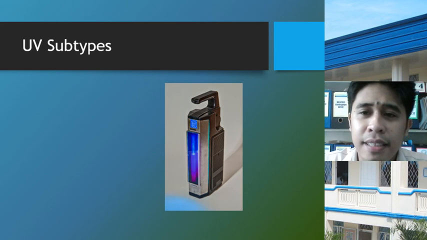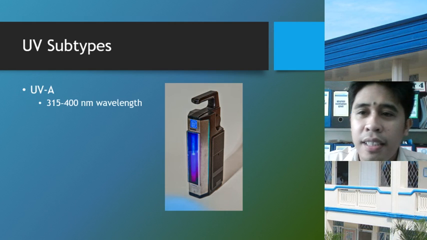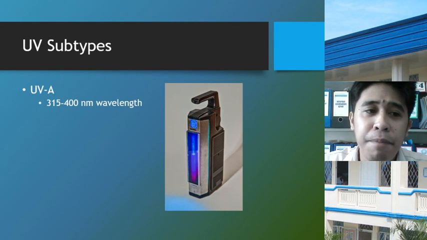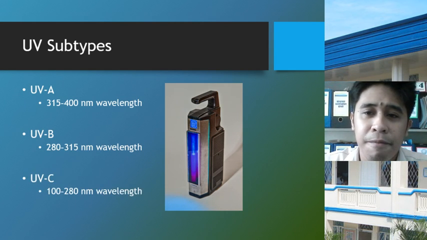There are three basic subtypes of ultraviolet rays. These are the UVA, UVB, and UVC. Each of these subtypes has varying wavelengths.